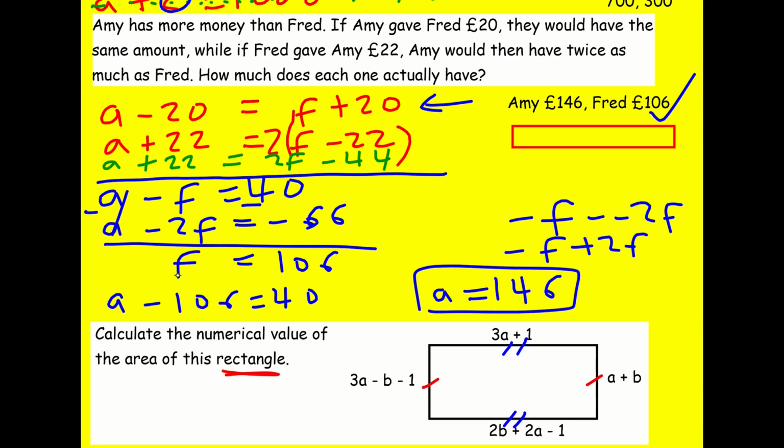Brilliant. Bit more involved, you can see, but we've created the simultaneous equations. We've used our knowledge of expanding brackets, rearranging. We've turned it into something that we know how to deal with. Yes, there's negatives, carefully subtracted, and we get the correct answers.